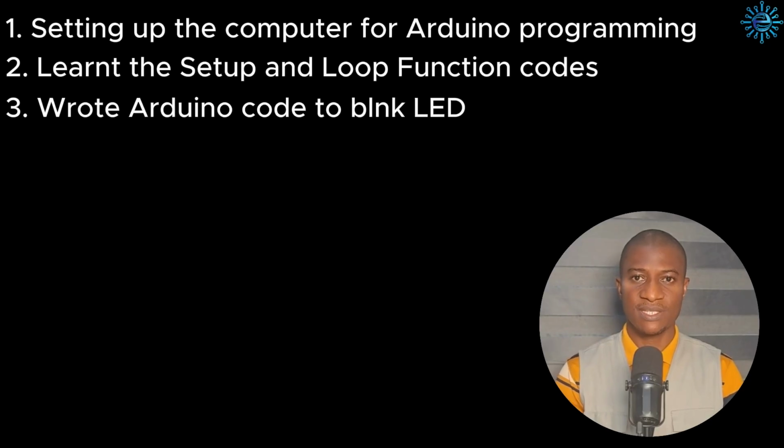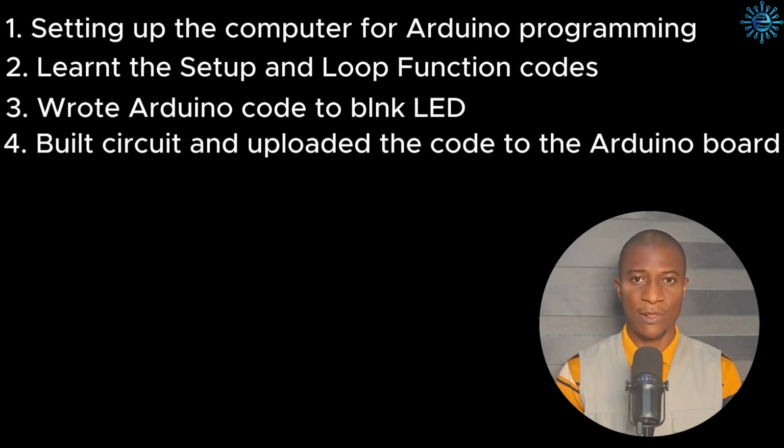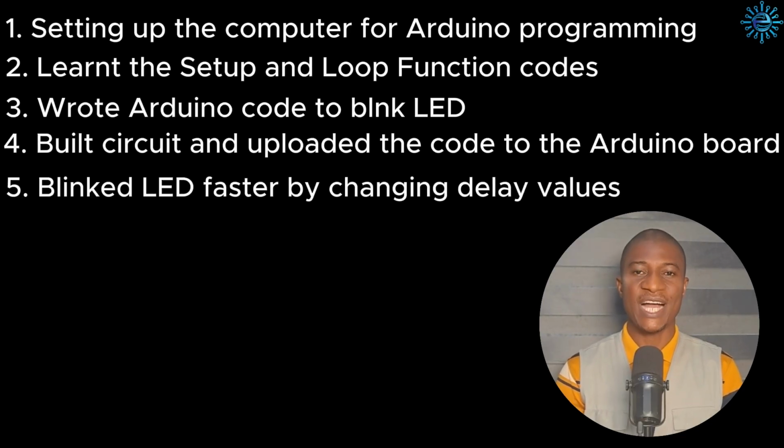We built the circuits on a breadboard, uploaded the code to the Arduino board, and observed the LED blinking on and off automatically. Finally, we observed that by changing the delay value in the code, we can change how fast and how slow the LED blinks.